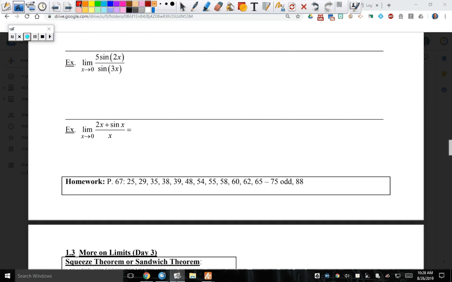Sine of 0, what's sine of 0? 0. So I would have 0 on the top and I would have 0 on the bottom. Because of this, we have to do some algebraic manipulation. Okay? So here we go.